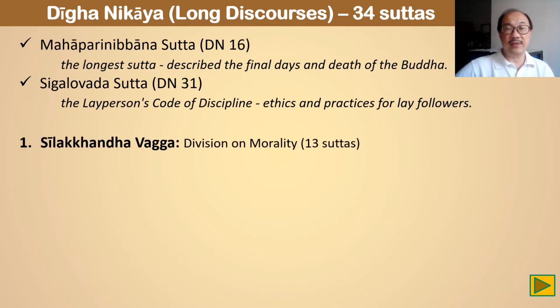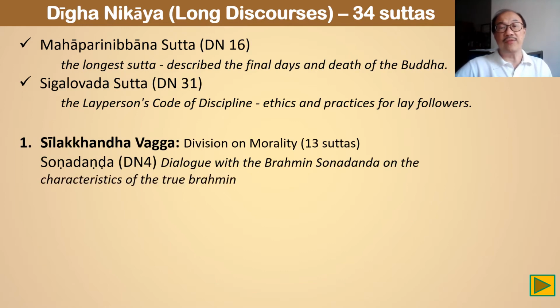Digha Nikaya is further broken down into three vaggas or divisions. For example, in the Sonadanda Sutta, DN 4, a dialogue between the Brahmin Sonadanda and the Buddha regarding what makes a true Brahmin, it drills down to virtue and wisdom, and not birth, as what makes a Brahmin.